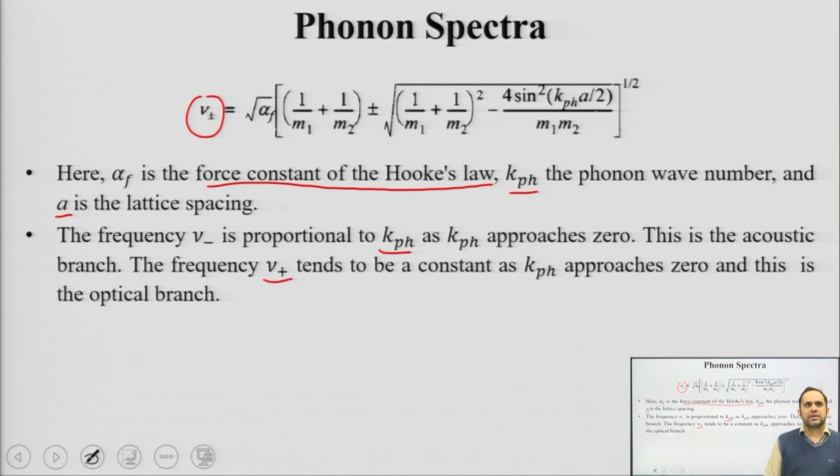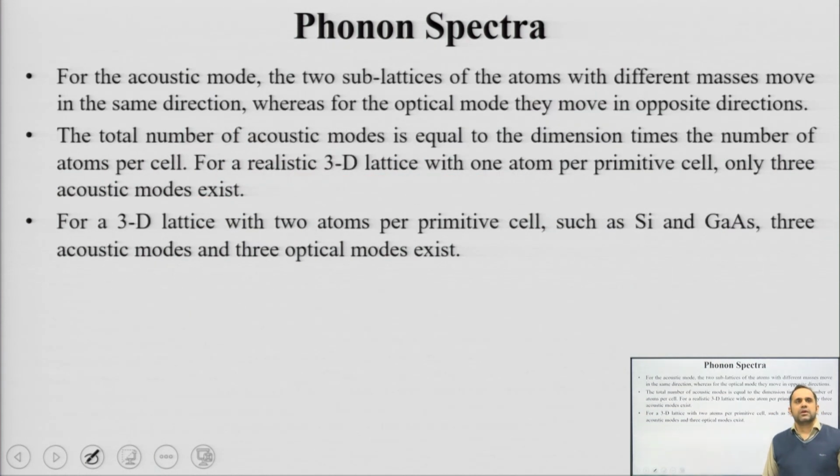So, that is why one of the modes is known as acoustic and the other is known as optical. You see, the optical mode has nothing to do with momentum. So, that is why this mode is usually independent of the wave number. Okay. So, for the acoustic mode, your nu minus, which is proportional to the wave number, the two sublattices of the atoms with different masses move in the same direction, while for the other mode, the optical mode, they move in the opposite directions.